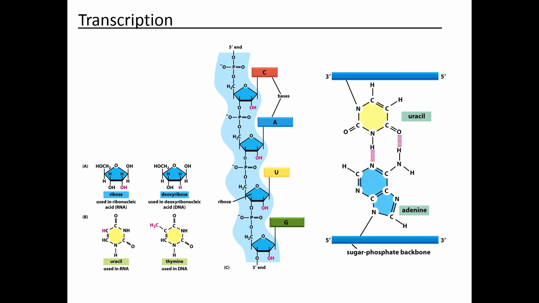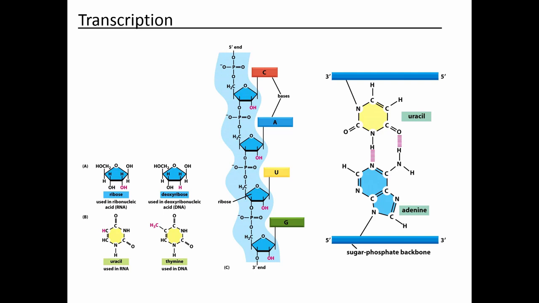One of the differences between these nucleotides and the nucleotides that are used in DNA is the pentose sugar. All these nucleotides have ribose as their pentose sugar, and the A, U, G, C tells you which nitrogenous base that nucleotide has. A is adenine, U is uracil, G is guanine, and C is cytosine.